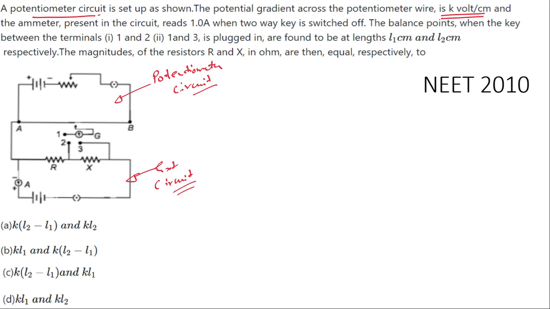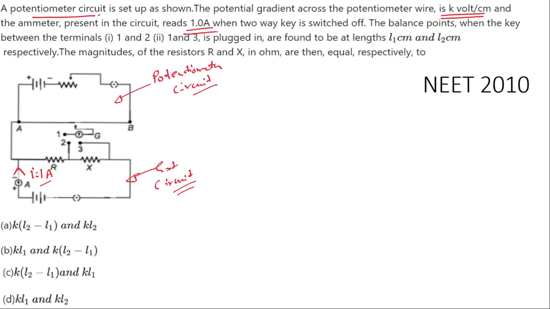It says another thing that the ammeter in the external circuit reads 1 ampere value. So I in this circuit is equal to 1 ampere. Now it says the balance points when the key between terminals 1 and 2 and 1 and 3 is plugged in are found to be.